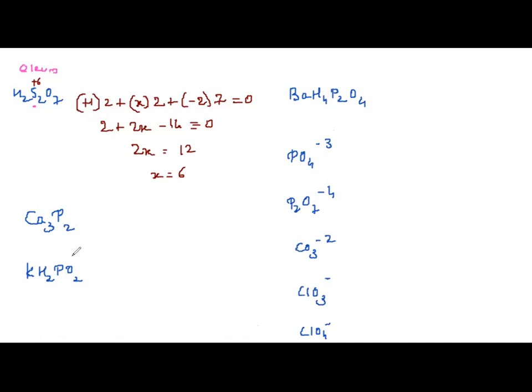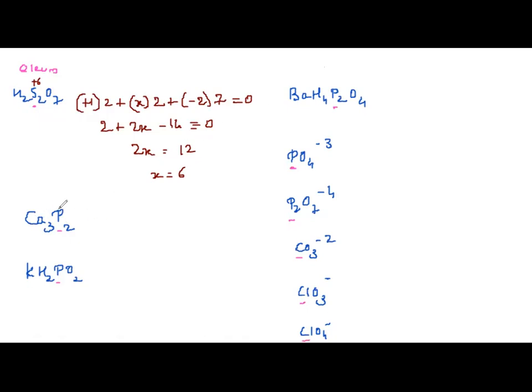Now here you need to find it for phosphorus. For phosphorus again, here also phosphorus, phosphorus, phosphorus. And in this case, you are going to find it for carbon. Here you are going to find it for Cl in ClO3 minus, and here also for Cl. Okay, so let us do it.